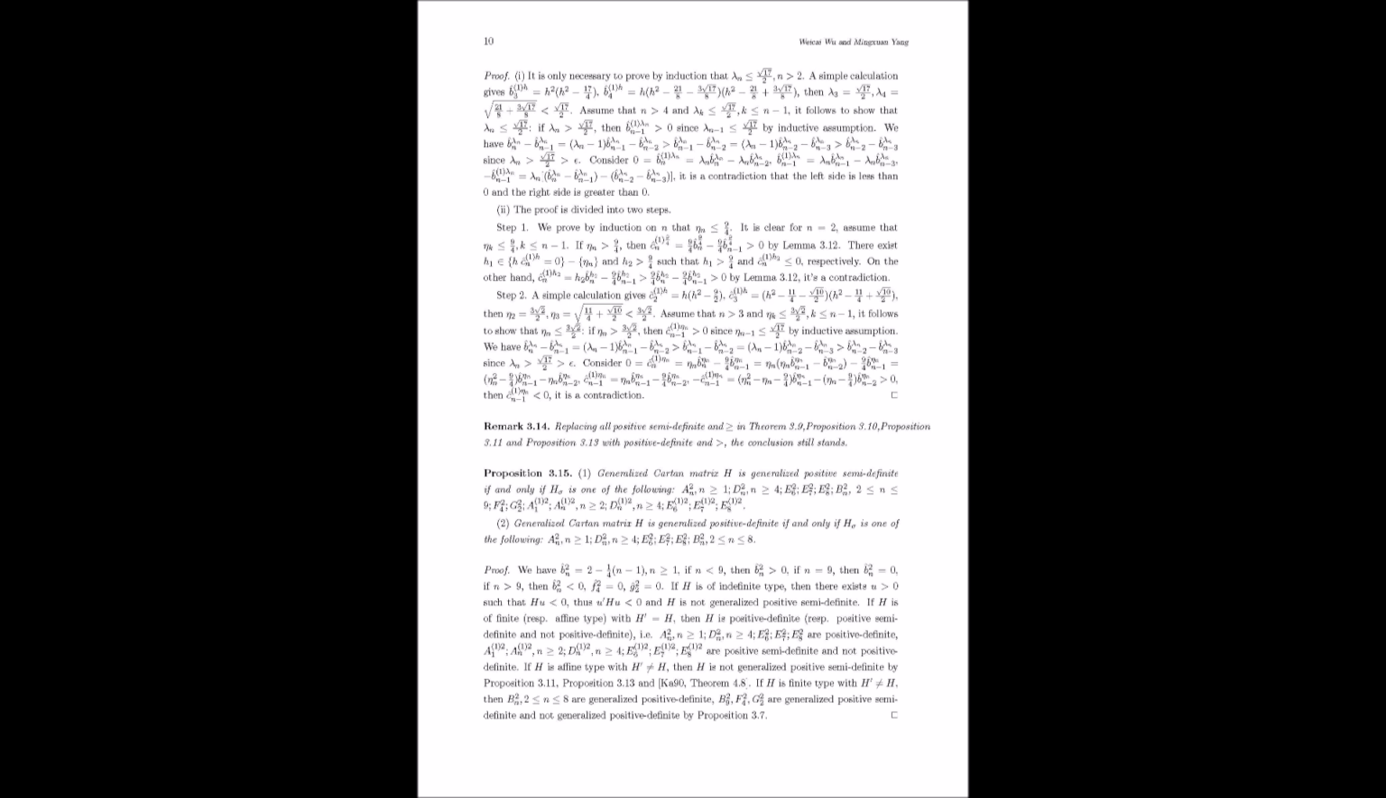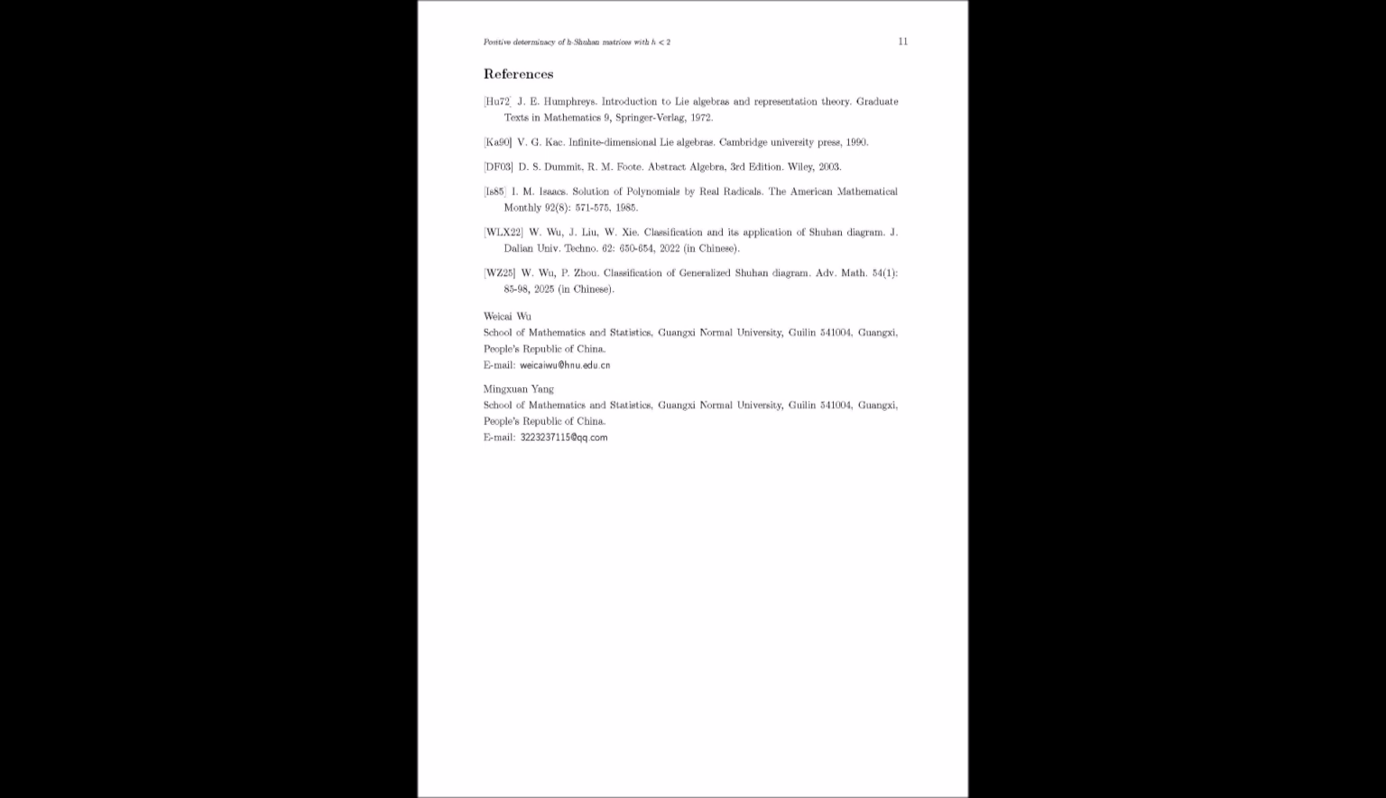Exactly. And the theorem goes on to list conditions for several other categories of matrices, including BHN, ANN, FH4, and G2. It's a really comprehensive classification. It sounds like a powerful tool for anyone working with these h-Shuhan matrices. It is. It gives them a clear roadmap for understanding when these key properties hold.